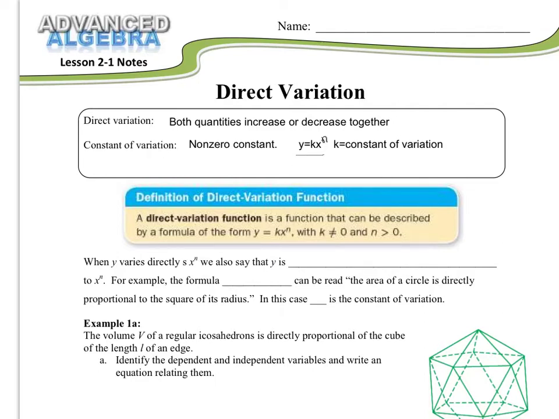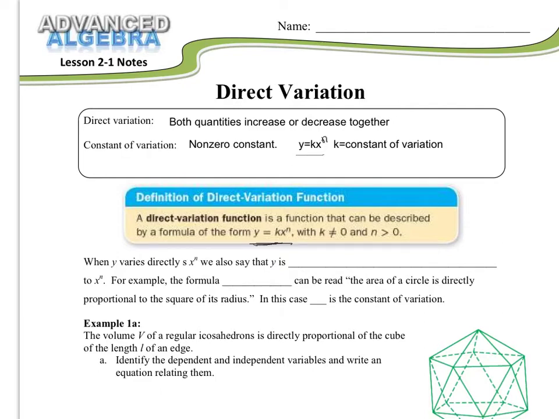So in the box you can see the definition of direct variation function. A direct variation function is a function that can be described by a formula of the form y equals kx to the nth, with k cannot equal 0 and n has to be greater than 0. All this is, it's a function where two things relate together the same. So as one increases, the other increases. So as y increases, x increases, or if y gets smaller, x gets smaller, or as x increases, y increases, and so on and so forth.